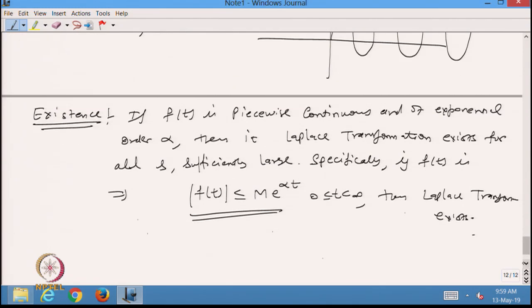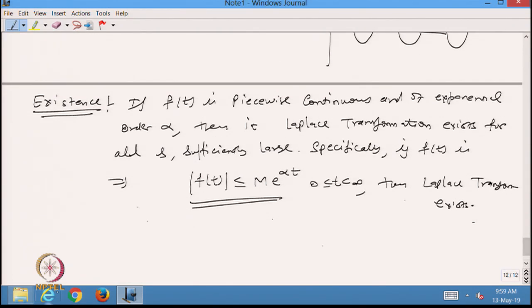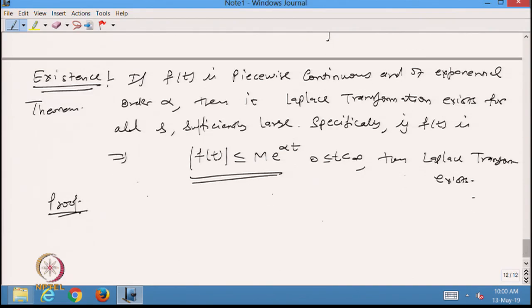The proof is, so I just want to take the proof of that existence theorem. You can just say that this is the existence theorem. So, for the proof, if you see that exponential order function means that the modulus of the function should be bounded by this factor M e raised to power alpha t.